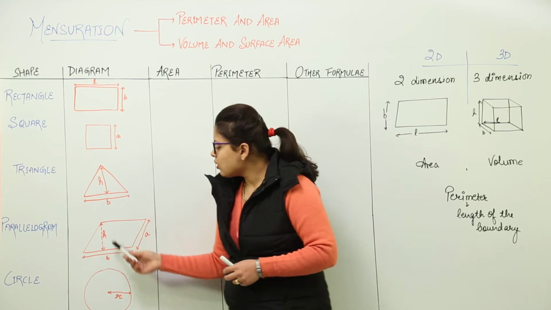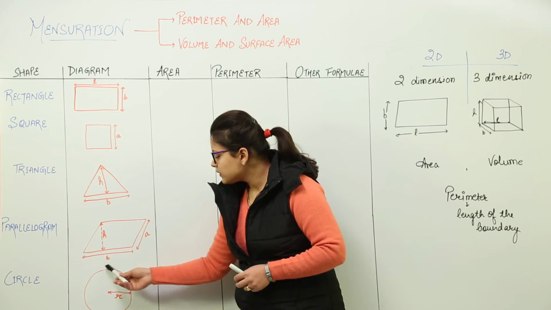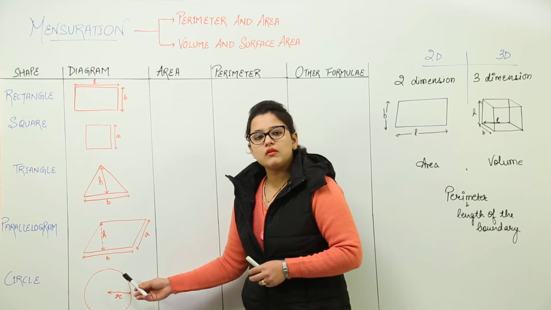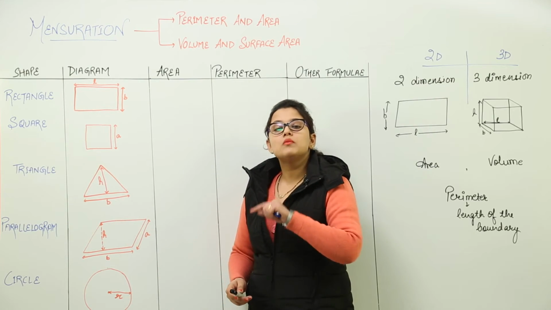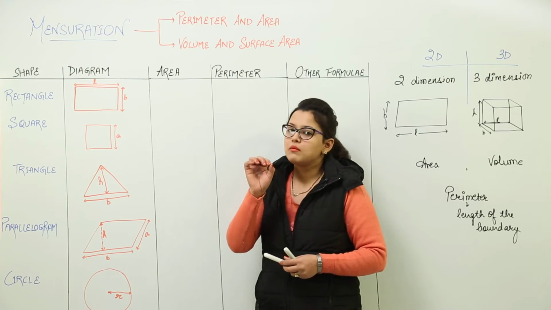Same goes in all the cases as well as in a circle. You start from any point and you come back to the same point after traveling on its boundary. So how much distance you have traveled while walking on its boundary is your perimeter.